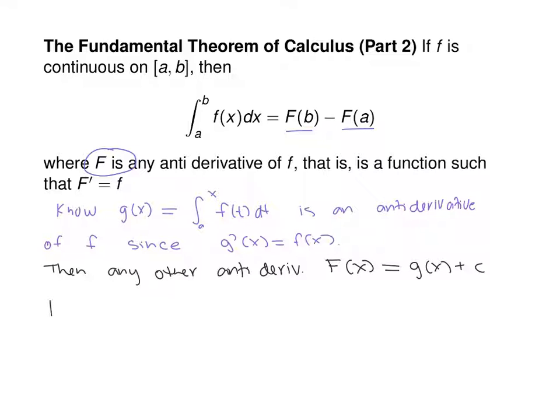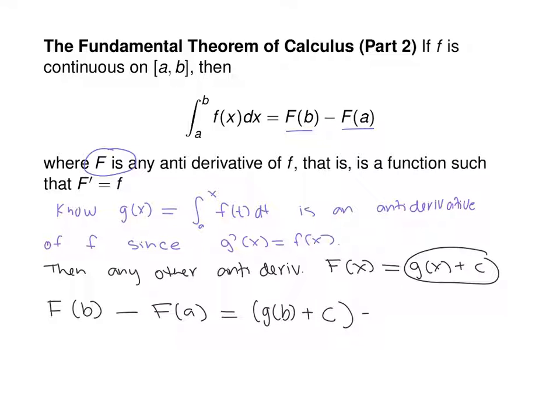Okay, so start with this. Then we're going to do capital F of B minus capital F of A, and we're going to show that that equals the left side. So that's going to equal g of B plus the constant c minus g of A plus the constant c. First thing, what happens to the C's? They go away, they're just gone. This is just G of B minus G of A.